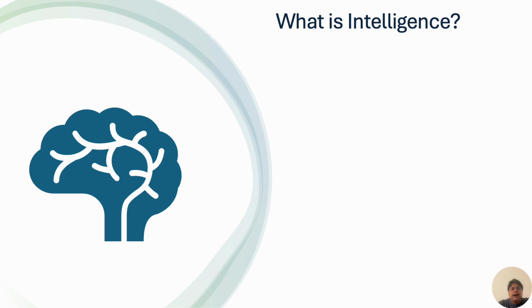Before we talk about artificial intelligence, the first question that comes to mind is: what is intelligence? Intelligence is a broad concept, and it includes many abilities that allow humans and potentially machines to think, adapt, and solve problems. Here are some of the core features of intelligence. Learning, the ability to absorb information and use it to improve or change behavior. Reasoning, processing information logically to draw conclusions.